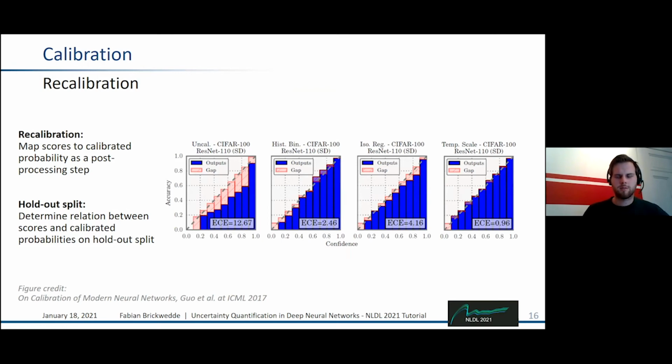Similar to the evaluation shown in the previous slides, this relation is determined on some holdout split, which is not used for training. And then based on this analysis, a function is determined that maps the uncalibrated confidences to new calibrated ones. You can see this here for 3 different methods. The methods basically differ in how they formulate the mapping. However, the diagram shows that all provide a much better calibration than without these techniques.